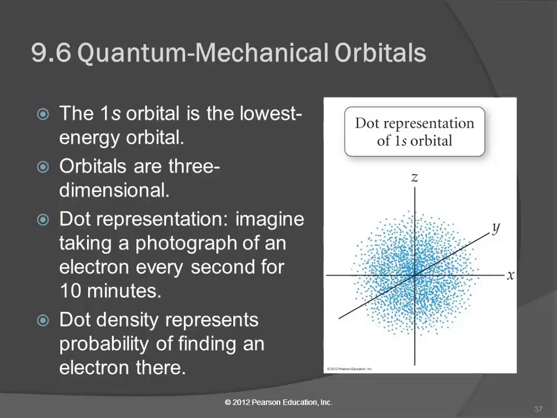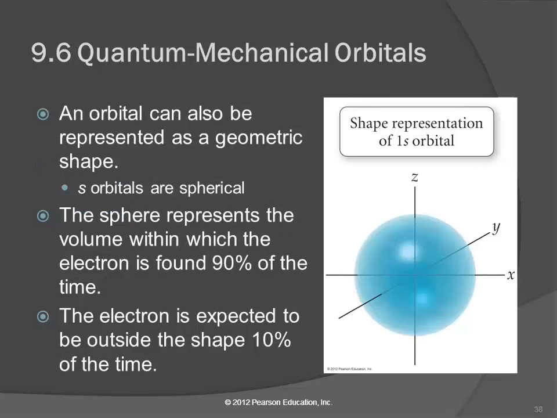And so we see that overall this has a spherical shape to it, but that the electron is more likely to be in the center here, and then the probability falls off here, and then out here the probability is very, very low. And so we see that most of the time the electron is in this region, and that's one way to represent an orbital.